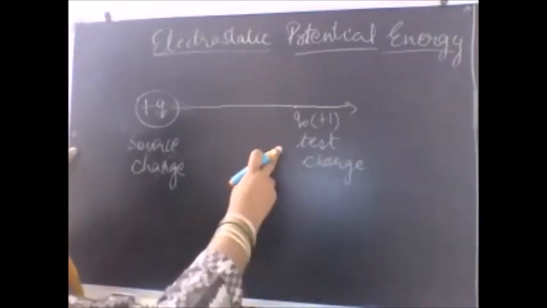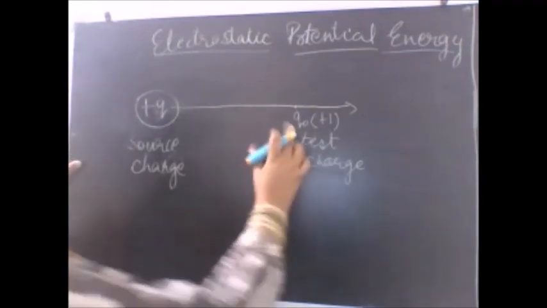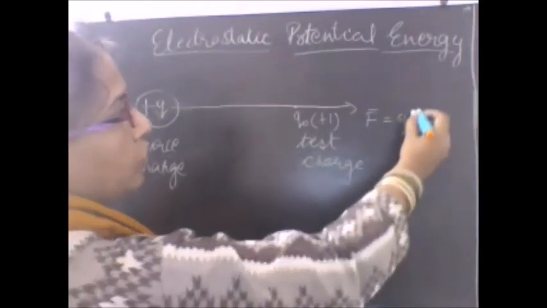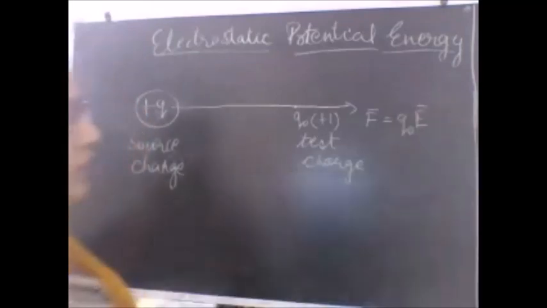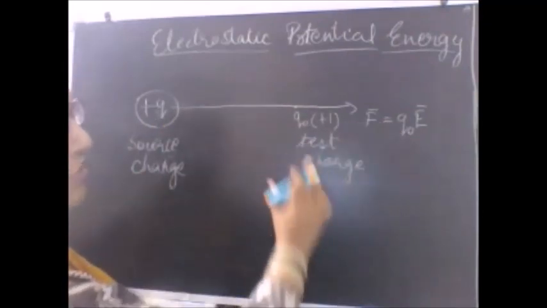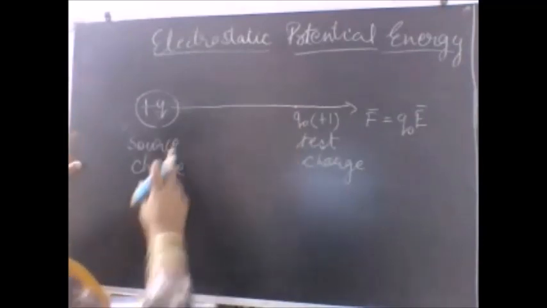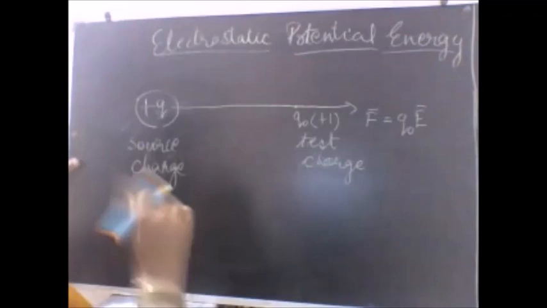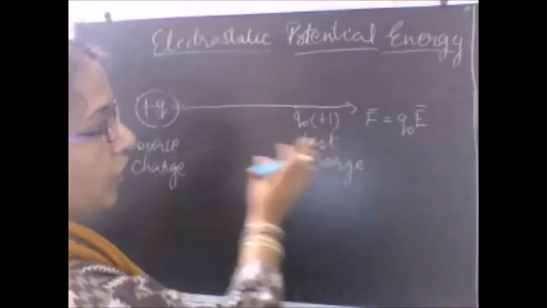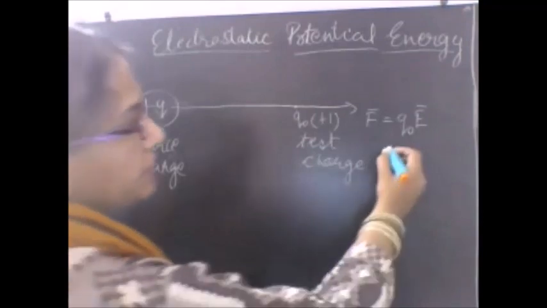Since it is experiencing an electrostatic force, of course there must be some electrostatic field, and if it is experiencing some force here, I say that this force is Q naught E. What is this E? E is the electric field of the source charge. Q naught is the test charge, and force is the force experienced by this test charge due to the source charge. Now one thing is clear, when the test charge is experiencing a repulsive force F equal to Q naught E, how will the charge move? Along the field line, of course. And will the motion be accelerated? Yes, the motion will be accelerated.